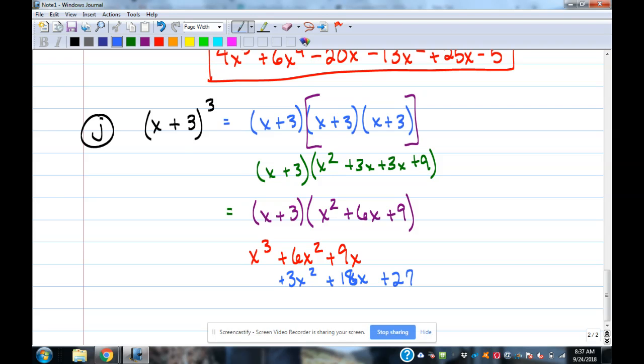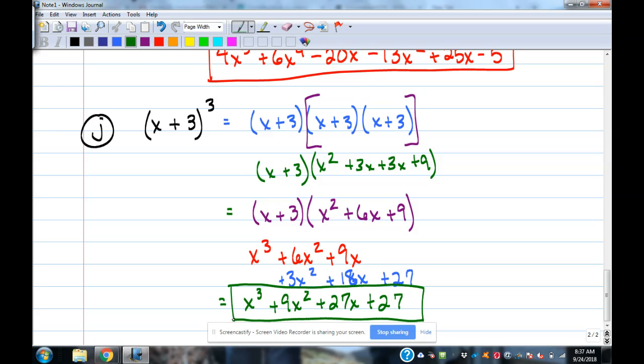Okay. So x cubed, nobody else like an x cubed. So he comes down, or she, I'm not sure. And then 6x squared plus 3x squared, 9x squared, 9x and 18, 27x, and then 27 doesn't have anybody else like him. And there we've cubed a binomial. Raised it to the 3rd power. So itself times itself 3 times.